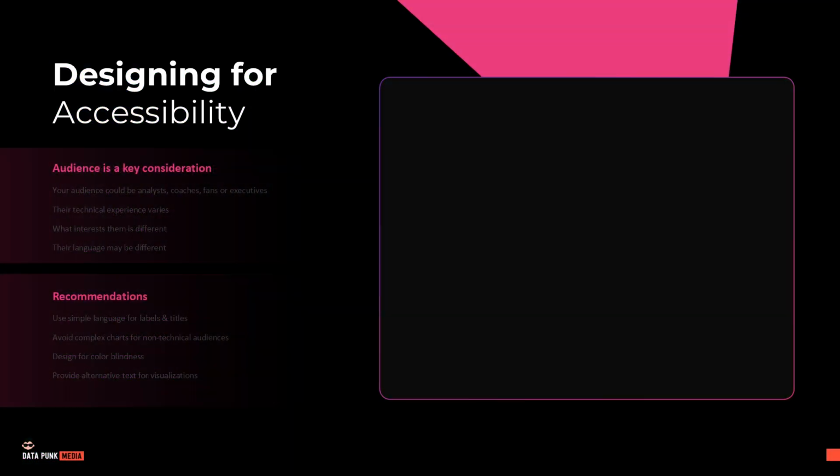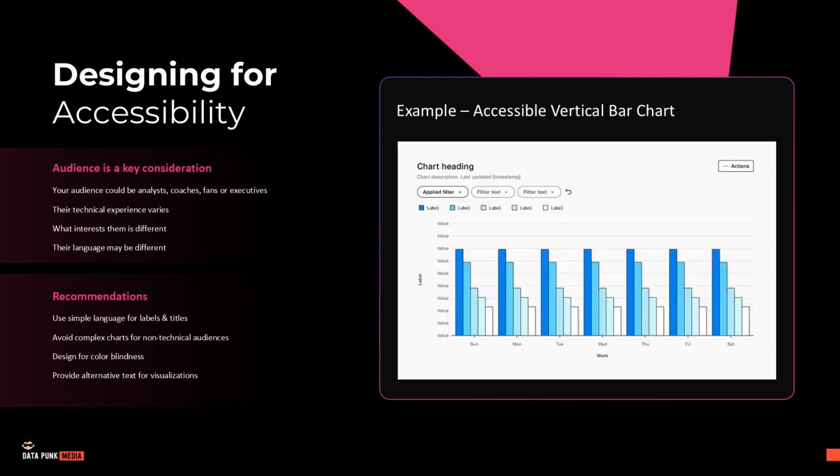Finally, let's discuss accessibility. In sports analytics, your audience might include analysts, coaches, fans, or executives. Each of these groups has different levels of technical expertise, so your visualizations need to be accessible to everyone. Here's how. Use simple language for labels and titles. For instance, instead of saying expected goals per 60 minutes, you could say chances created per game.